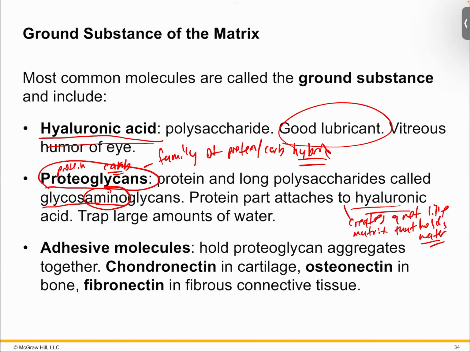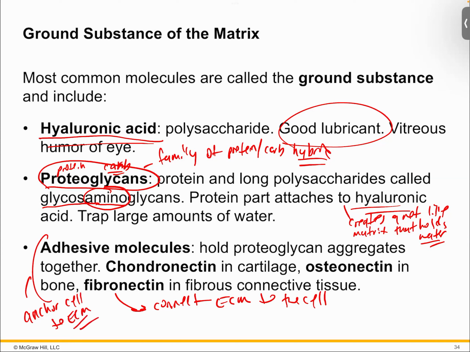So these are basically proteoglycan-like molecules whose job is very specific, and that's to connect your extracellular matrix. Like fibronectin basically connects your extracellular matrix to the cell itself, or rather the cell gets anchored to the extracellular matrix by these connections. So these basically will anchor the cell to the ECM. That's what their job is to do.